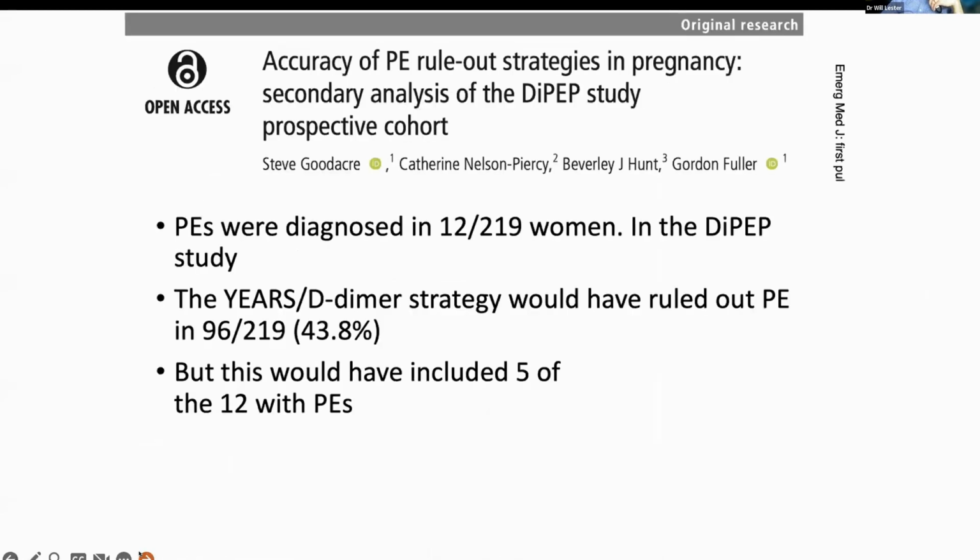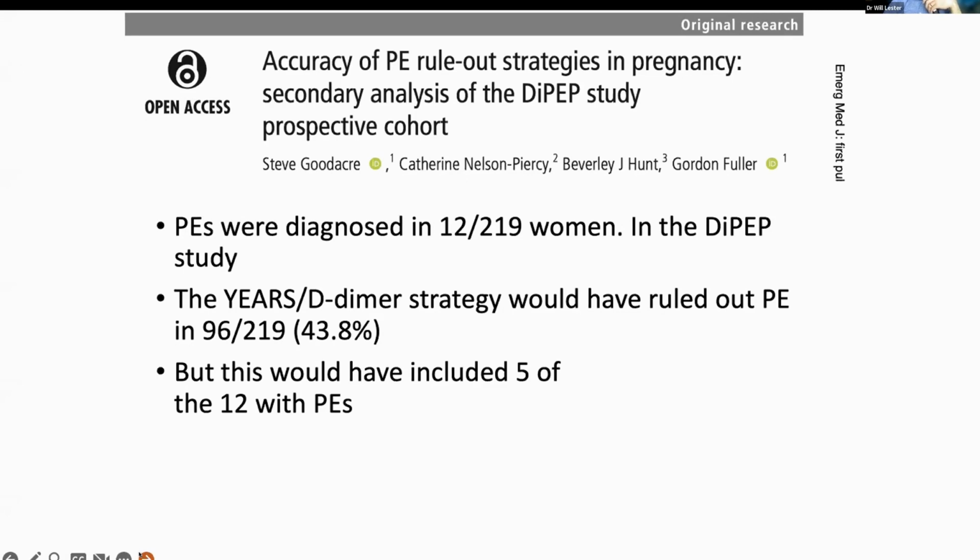And in that case, they did stop about 40% of women having to go through the whole scanning procedure with that investigation. But the problem is that in the UK, there was the DIPEP study. Beverly was one of the authors, and they found 12 PEs in 219 women being investigated, again reiterating the fact that we don't pick that many up.